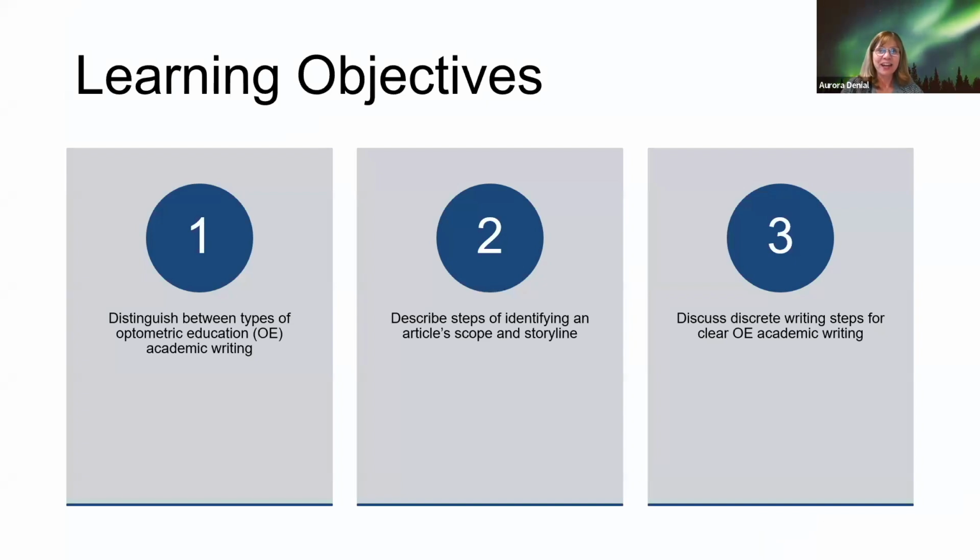So that's fine too. Okay, first thing, just so we establish our expectations, our learning objectives, and you can certainly read about it. We want to talk about different types of academic writing. This is useful anytime in your career, but also in relationship to applying for the Diplomate program, if that's something you are interested in. Once again, we will cover types of optometric education, then a little more in depth on identifying different articles, their scope and storyline, and then some writing steps as well.